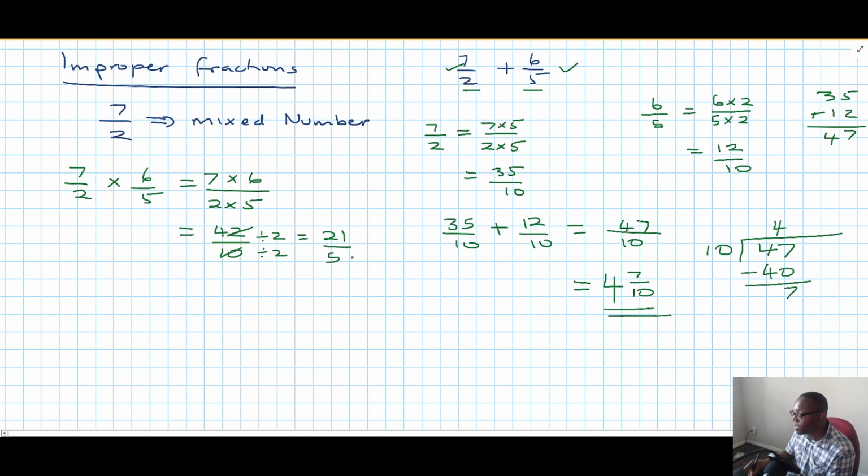So you can leave it in this form, or we can take one step further and change it to a mixed number. 21 divided by 5. We have 4 groups of 5 in 21. 4 multiplied by 5, I have 20 with a remainder of 1. So this is going to give me 4 groups. I have a remainder of 1, and 5 is my divisor.